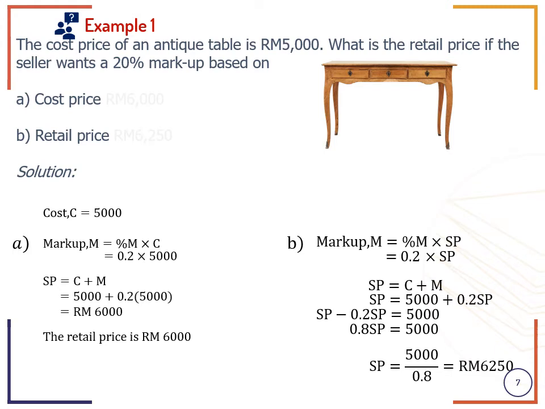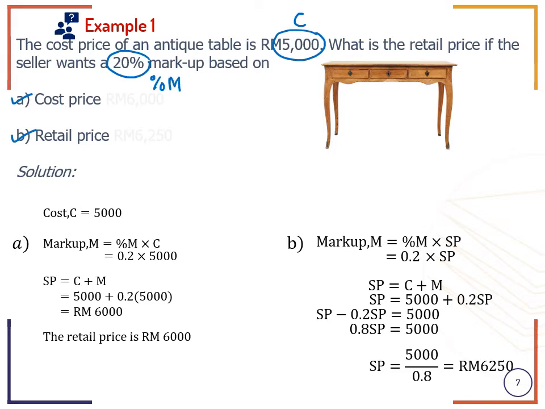Consider example 1. The cost price of an antique table is 5,000. What is the retail price if the seller wants a 20% markup based on cost price and retail price? 5,000 here is considered as cost, and 20%, or 0.2, is considered as percentage of markup.